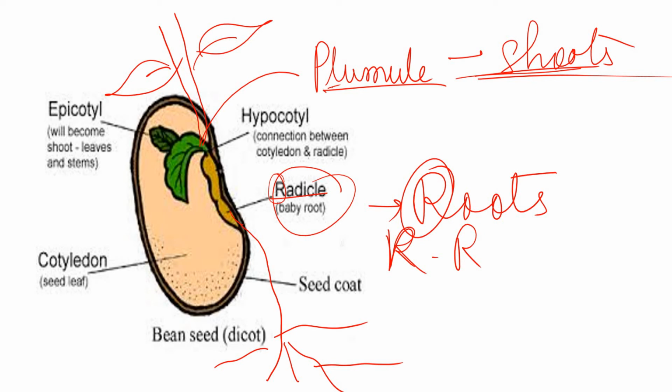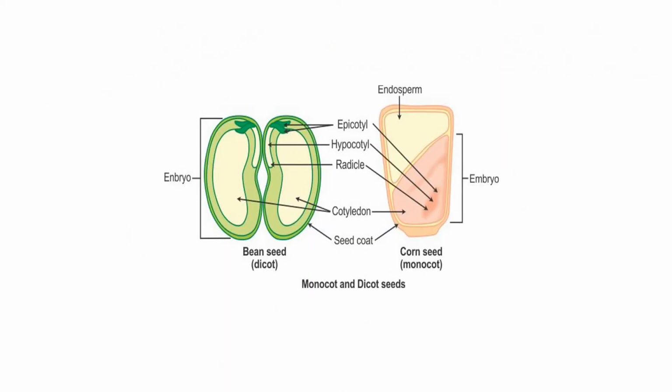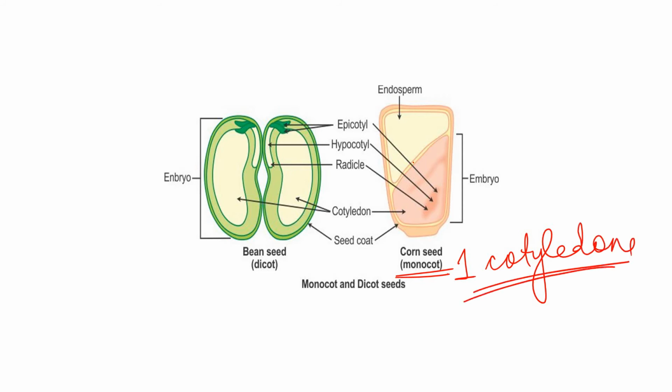And also, let's see in the next picture what is written. Depending on the number of seed leaves or cotyledons, seeds can be categorized as monocot, that is having one cotyledon, and dicot, having two cotyledons. So this is the thing. This is a monocot, that is one single cotyledon. Okay, so that means what? This is the cotyledon. You can see this is one single cotyledon.